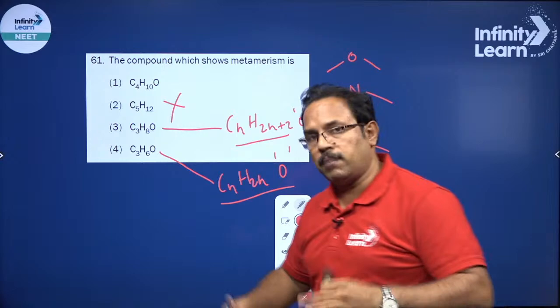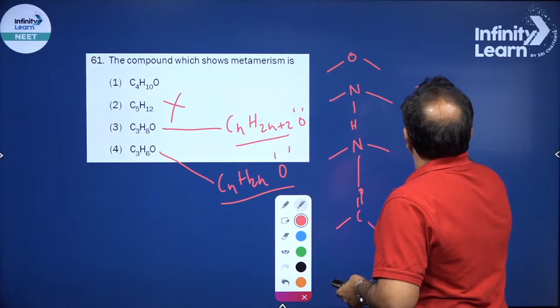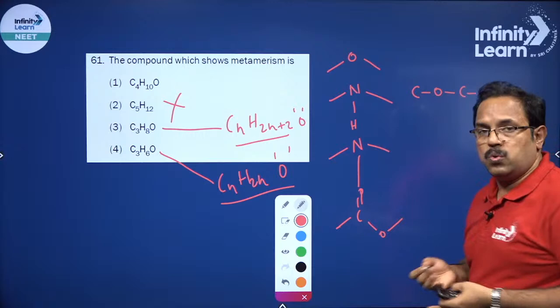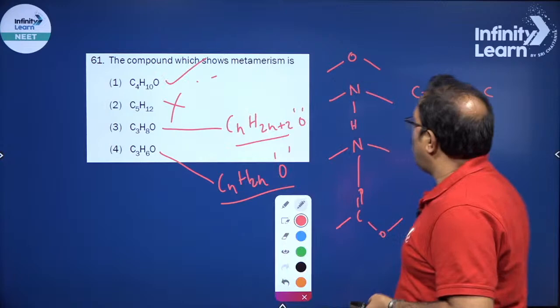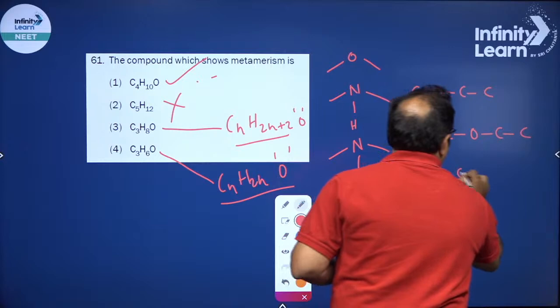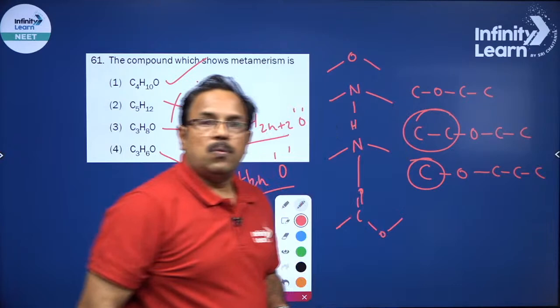In the case of C3H8O ether, COCC. If you shuffle one carbon to this side, there is no chance of a different alkyl group representation. So it has to be C4H10O, where alcohols and ethers are possible, but ethers alone will show metamerism. In this case, you see there is variation of the alkyl group attached to the functional group. That is what we call metamerism, okay? Next.